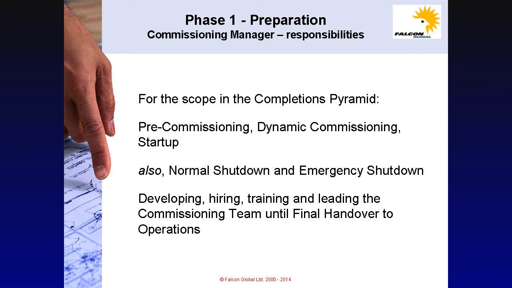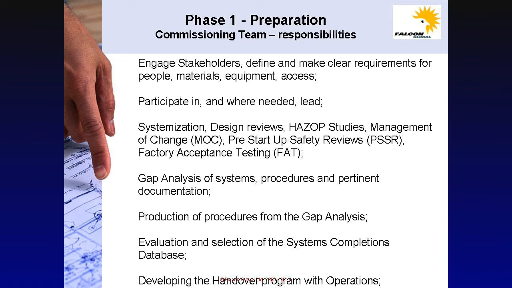The responsibilities of the commissioning manager typically will be for the scope shown in the completions pyramid, that is to say, all pre-commissioning activities and all dynamic commissioning through to startup, also including normal shutdown and emergency shutdown. In addition, the responsibilities will include developing, hiring, training and leading the commissioning team until final handover to operations. The range of responsibilities will include engaging stakeholders, defining and making clear requirements for people, materials, equipment and access.